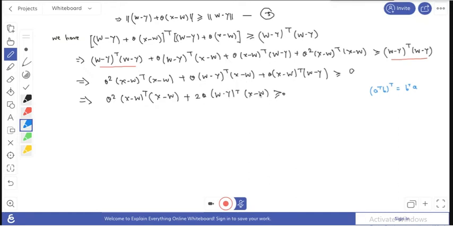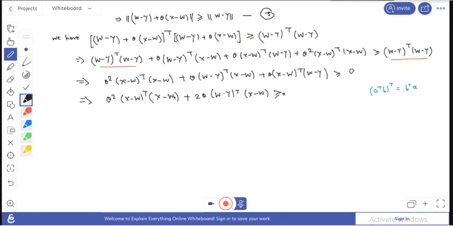Now you know that theta lies between 0 and 1, and x minus w transpose times x minus w is the norm of x minus w squared. So this becomes a positive one, plus this is 2 times, and theta is greater than or equal to 0.